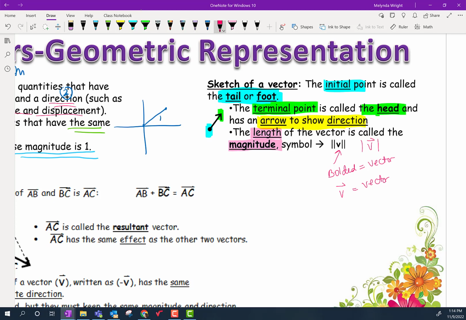Okay, so I'm going to pause here for a second. We're just collecting vocabulary words. It's all we're doing so far. Any questions on the vocabulary words? Okay.